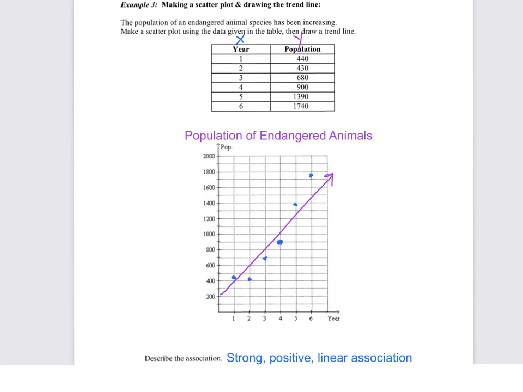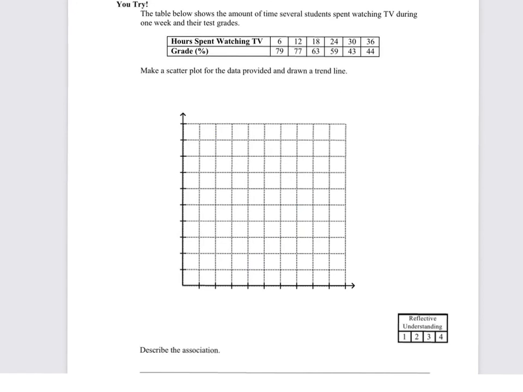So now what I'd like you to do is the you try section. Please complete it. You're going to make a scatter plot with the data provided above, then draw a trend line, and then describe the association, and we will discuss it in class.